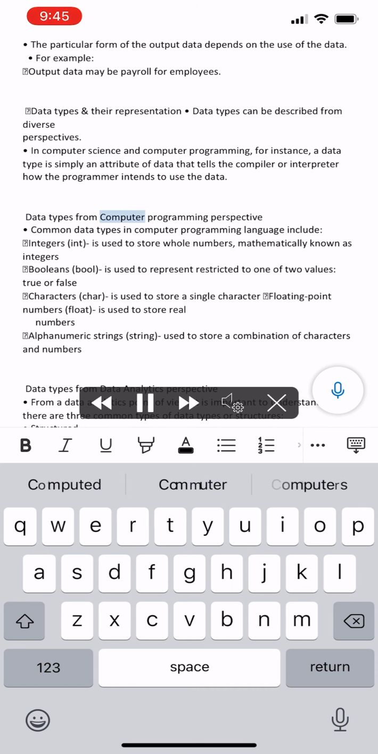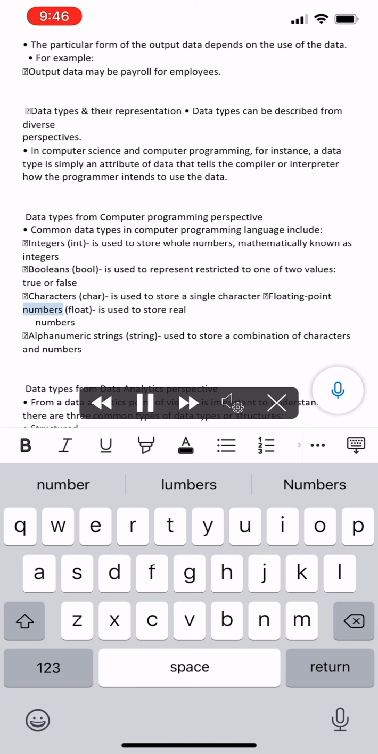Data types from computer programming perspective. Common data types in computer programming language include integers. Int is used to store whole numbers, mathematically known as integers. Booleans. Bool is used to represent restricted to one of 2 values, true or false. Characters. Char is used to store a single character.